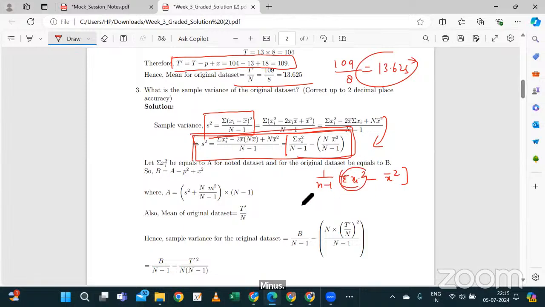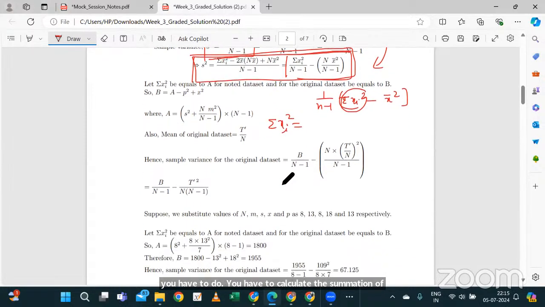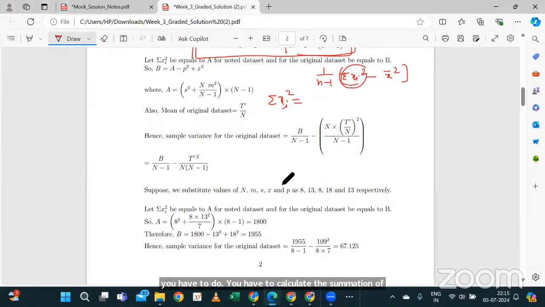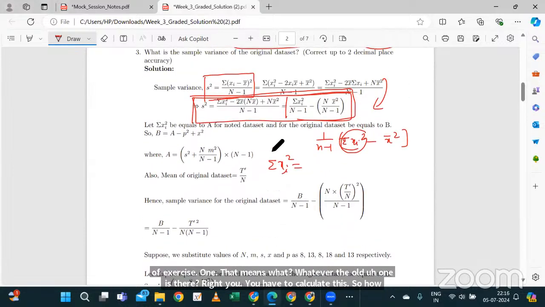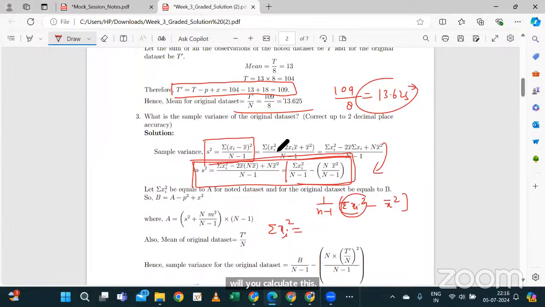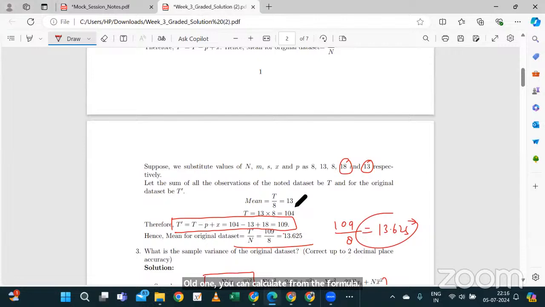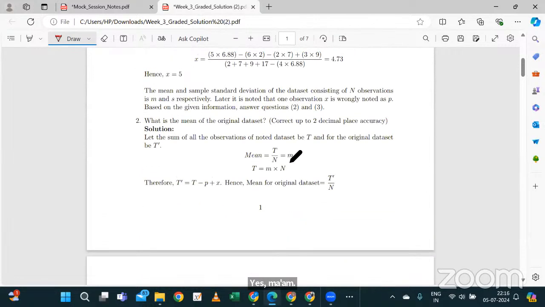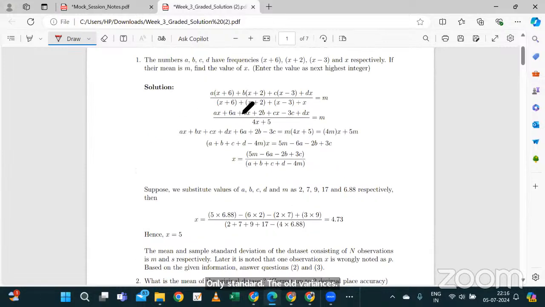What you have to do is calculate the summation of xi square, the corrected one. That means whatever the old one is, you have to calculate this. So how will you calculate this? What is the old one? The old one you can calculate from the formula. Yes, sir. Are you getting it? See, what is the old standard deviation? The old variance is okay. For me, it's a general case.